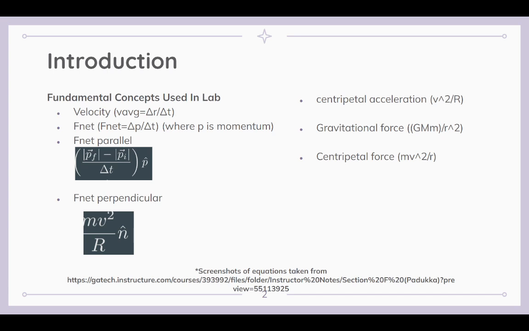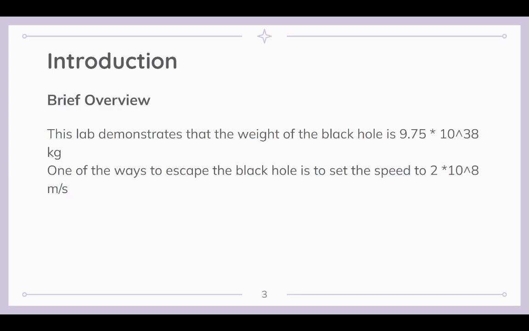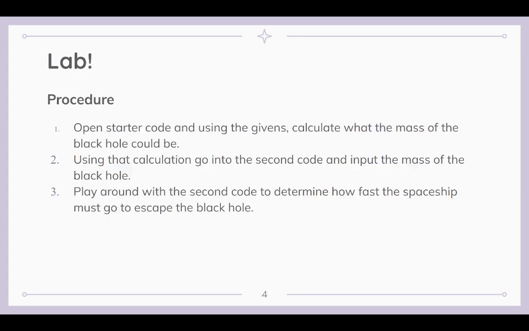Some of the fundamental concepts used in the lab were velocity, F-net parallel, F-net perpendicular, centripetal acceleration, gravitational force, and centripetal force. Brief overview: this lab demonstrates that the weight of the black hole is 9.75 times 10 to the 38th kilograms, and one of the ways to escape the black hole is to set the speed to 2 times 10 to the 8th meters per second, which is less than the speed of light.